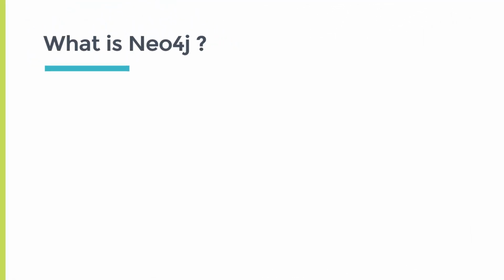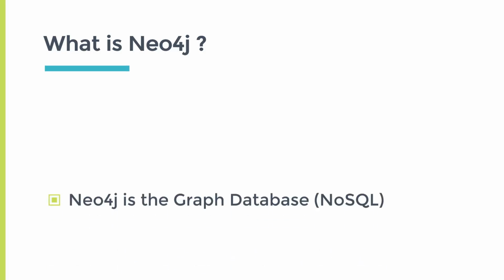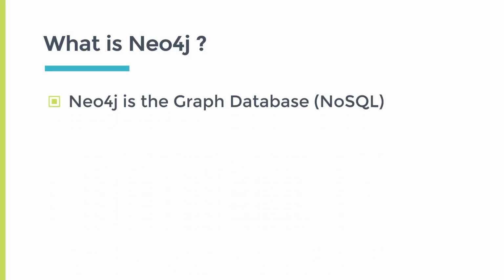Hello and welcome back. In this course, you are going to learn Neo4j. So let's first see what is Neo4j. Neo4j is a graph database, which is basically a type of NoSQL database. You might be aware of SQL databases like MySQL, MS SQL, or any other SQL database, right? Neo4j is a graph database and that is a type of NoSQL database.